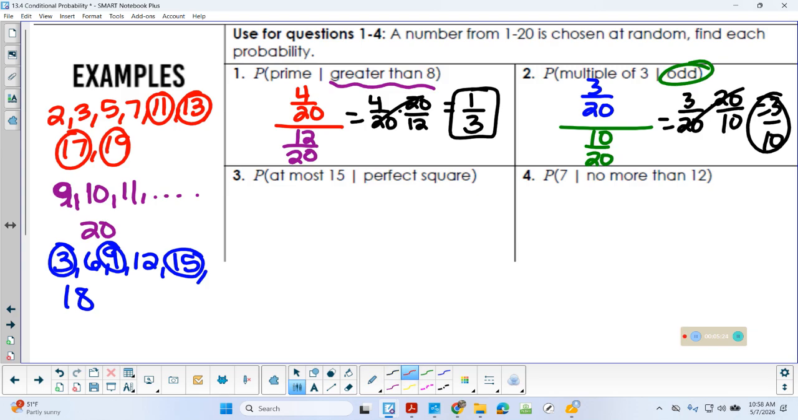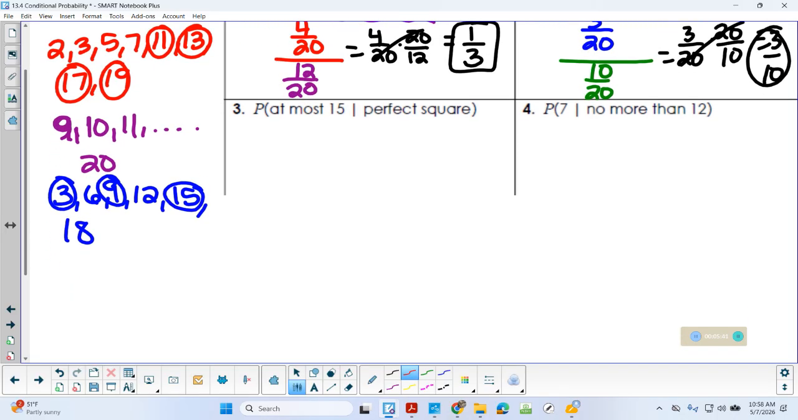All right, let's do at most 15 and a perfect square. Okay, we're not going to reinvent the wheel, because didn't I already list all the perfect squares? Oh no, we have not, sorry, we did prime. We didn't do perfect squares. I can list perfect squares. I'm going to do it in yellow just so it's a different color, but I know they don't, of course, appear the best, but I think you got it.